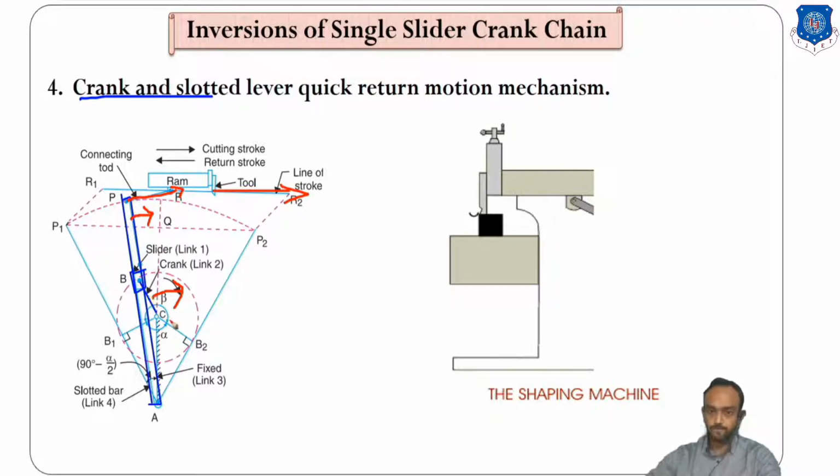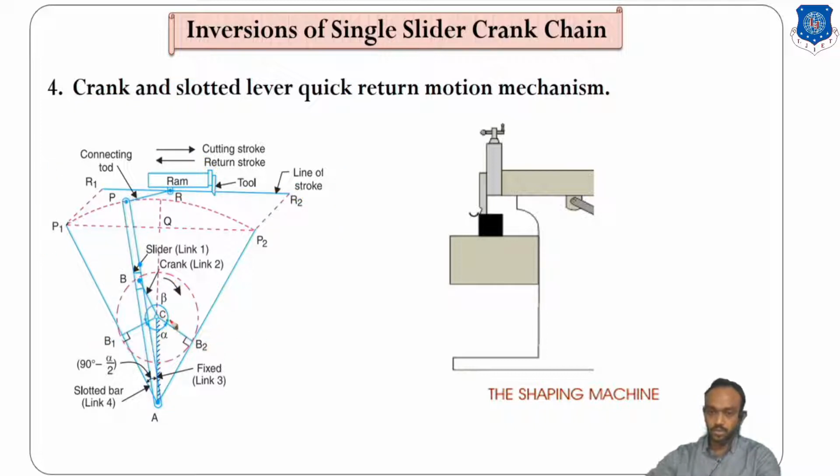Up to which point? Up to this point, when the crank will be here, this ram will be at its extreme position, and after that when this crank is rotating up to this point, in this position this ram will be at the extreme point here. So that's how it will happen.